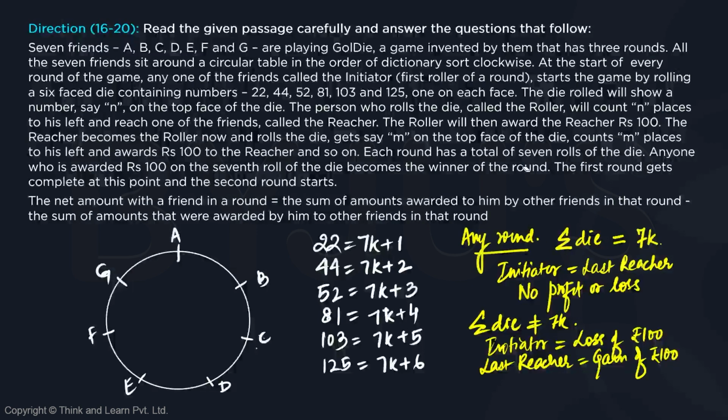So second round, somebody else will start. Who will start? Nothing of that sort is mentioned. Okay. Now let's look at the questions and see what the questions are asking us. Also, this question is a concept based on remainder theorem under the numbers topic. So this is numbers based reasoning. So let's look at the questions now.